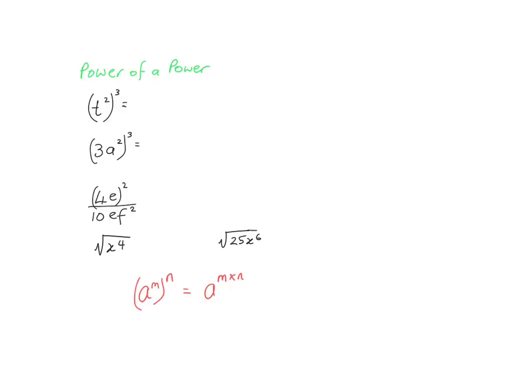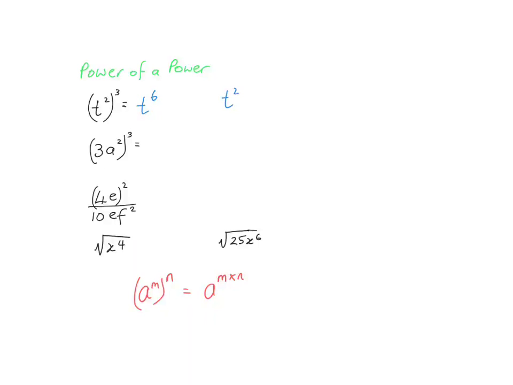Here we have a power of a power. So in the brackets, I've got t to the power of 2, but all of that is again to the power of 3. So we multiply the powers, so that becomes t to the power of 6.